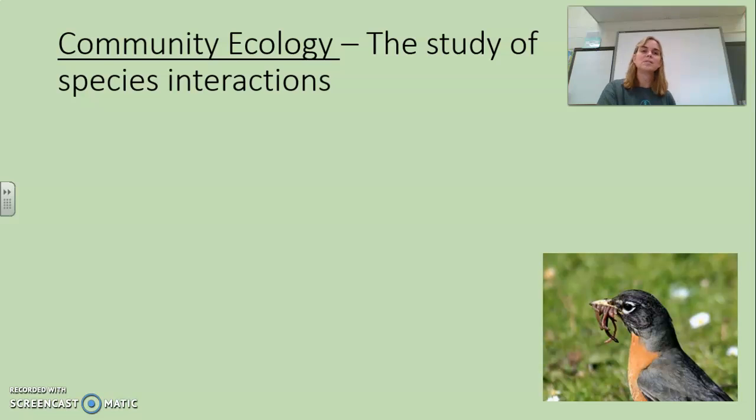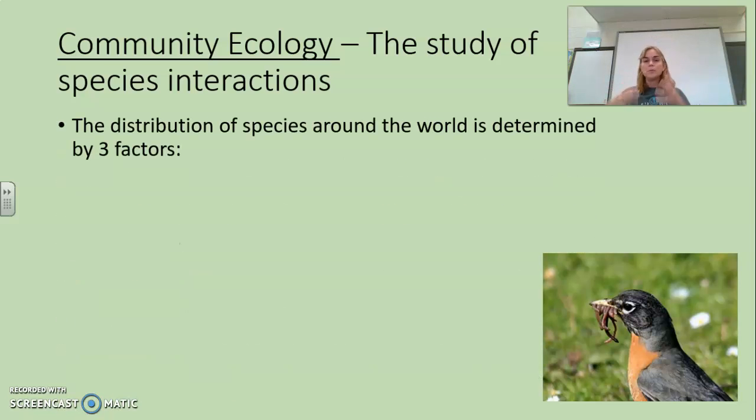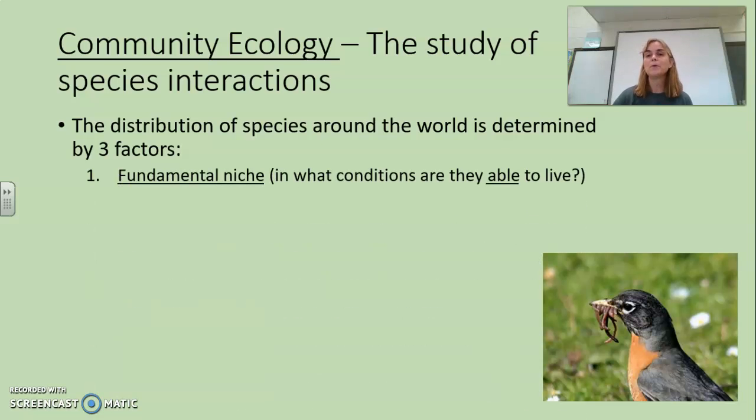So community ecology, the study of species interaction. So why do we find species in a particular location? All right, there's basically three factors that come into play. One is their fundamental niche. So the niche is what conditions are they able to live in. So niche is actually even greater than that. It's like when do they reproduce? What do they eat? Where do they live? All those different things. The mobility is how far can they move during their lifetime?